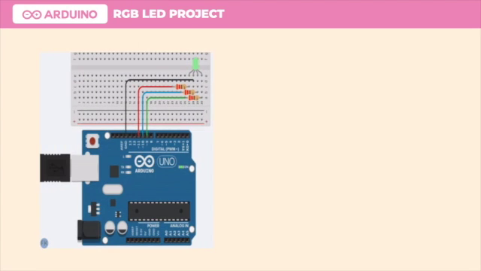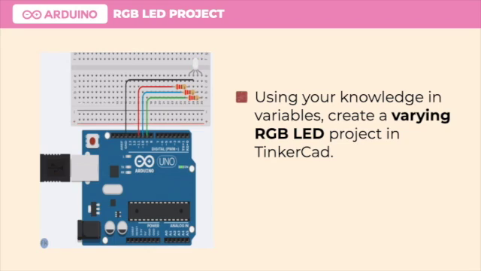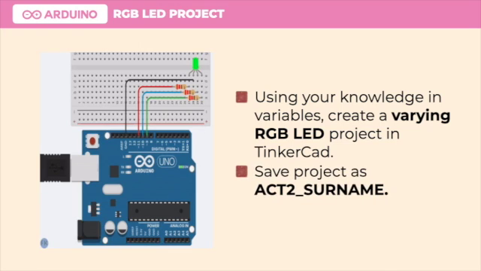Now, it's time for you to do your project. Using your knowledge of variables in RGB LED, create a varying RGB LED project in TinkerCad. Save your project as act2_surname.